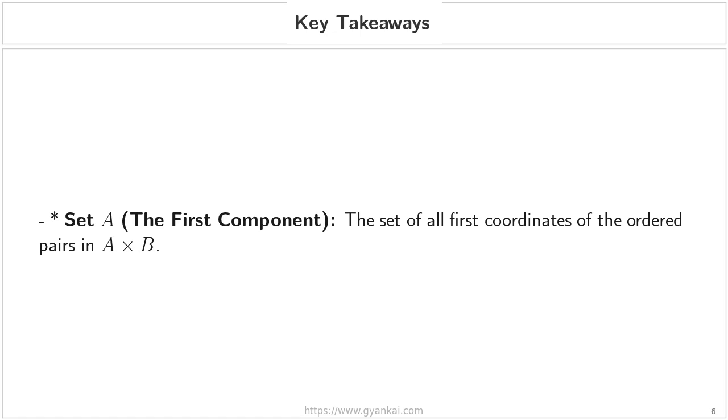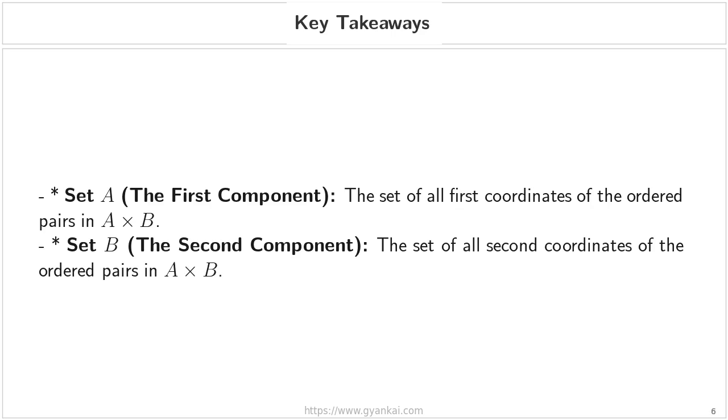First, remember that set A, which is our first component, is simply the collection of all the first coordinates you find in every ordered pair within the product, A times B. Similarly, set B, our second component, is formed by collecting all the second coordinates from those same ordered pairs.